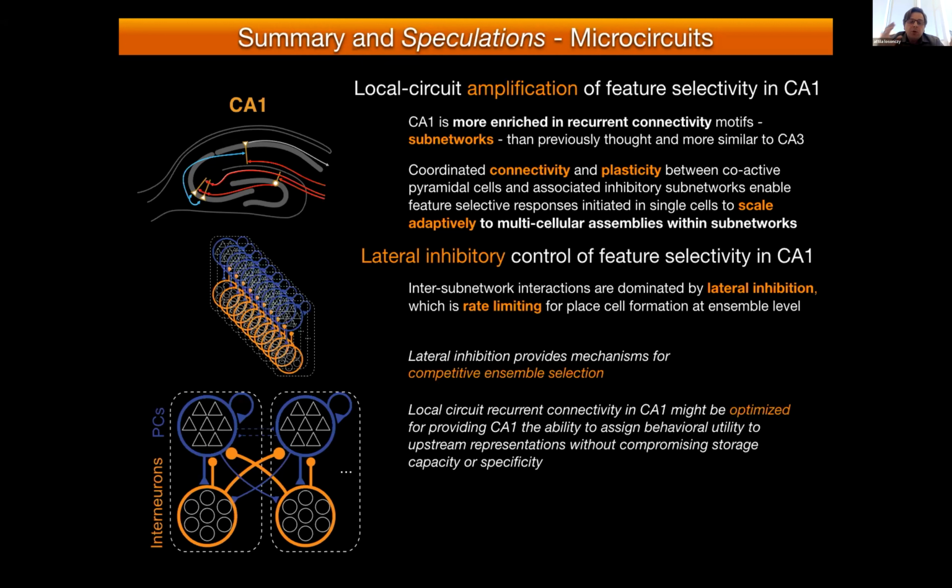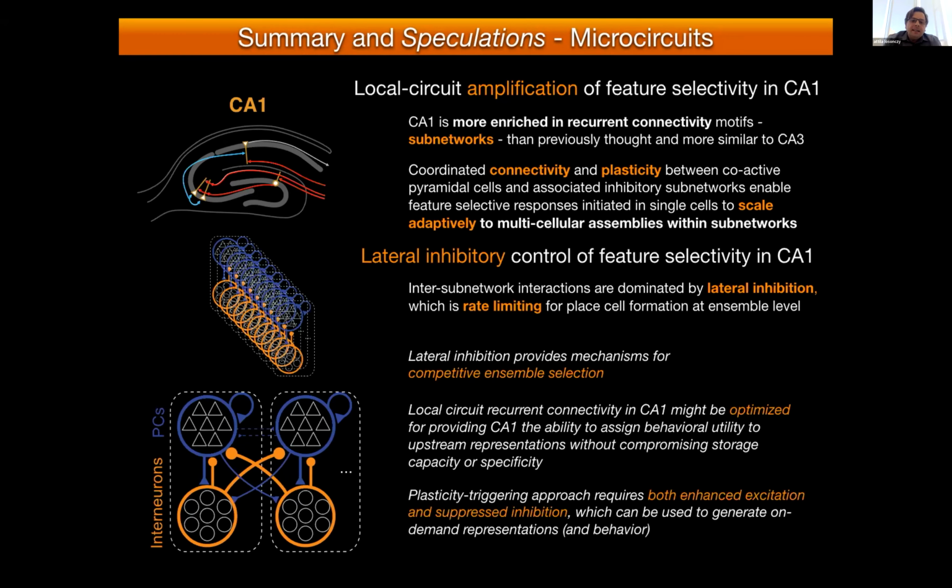And perhaps these two together are optimized for optimal coding in CA1. And finally, we can propose that there is a new plasticity-inducing approach that requires both increased excitation and suppressed inhibition. And this can be used together to generate synthetic ensembles and manipulate and control adult behavior.